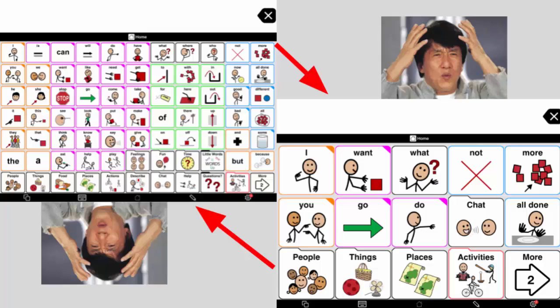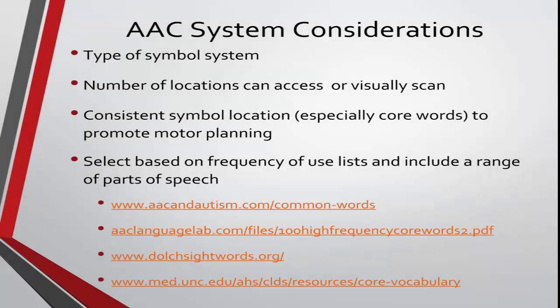So we do not change locations of anything once we add them, and we'll keep them in the same place as we go. So the consistent symbol location, especially for the core words. So here's the link to the Brown stages, like I said.